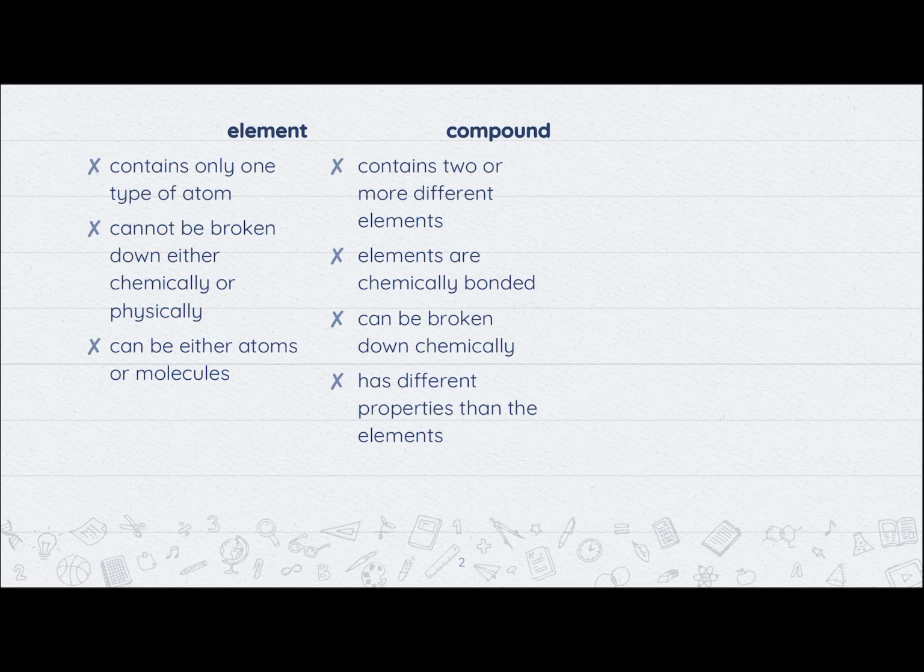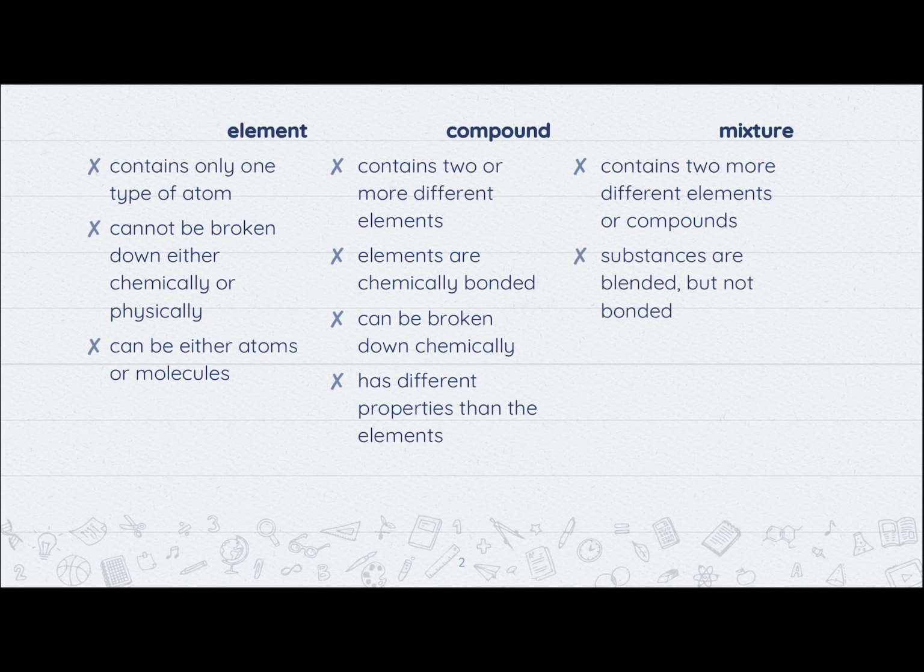The third type of composition is a mixture. Mixtures contain two or more different elements or compounds. The substances are blended but not chemically bonded. That means that they can be taken apart physically. And when you mix two different substances together to make a mixture, it still keeps the properties of the original substances. For example, if I make salt water, it still looks like water and it tastes salty.